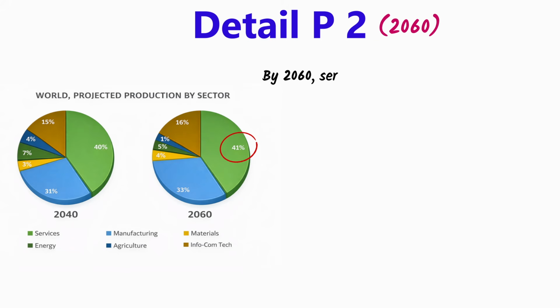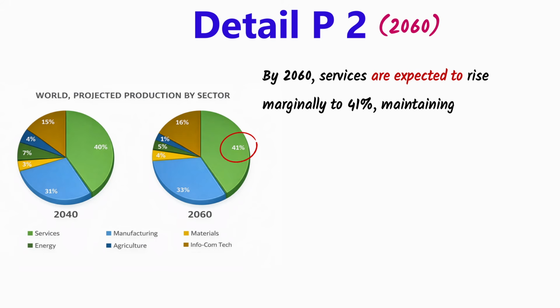So services are expected to rise marginally. So marginally, it's minimally, all right, to 41%. This is a very important sentence I'm writing here, maintaining their leading position. If you compare data for one sector in different years and you want to point out that this data has maintained its high value or power or the highest percentage, you can use this phrase, maintaining their leading position. This is a very good phrase. All right. And then we should talk about manufacturing.